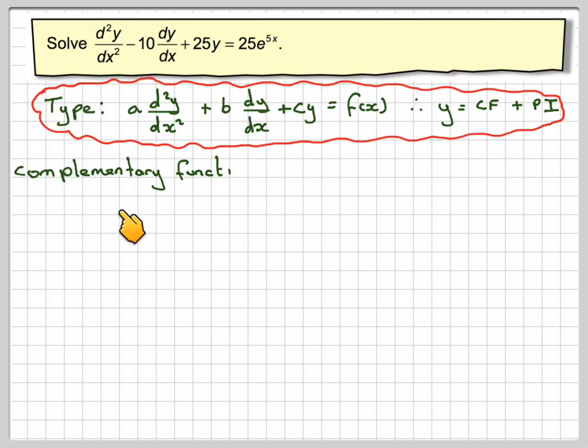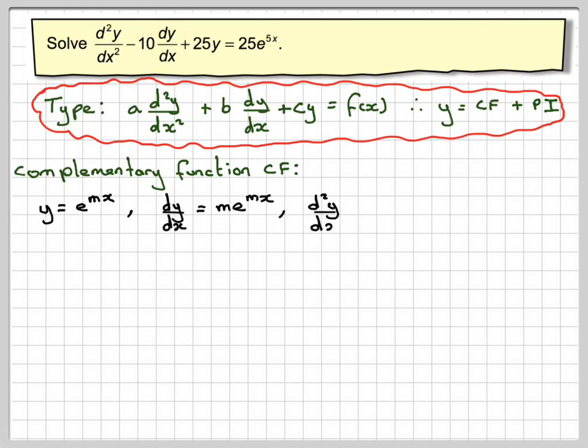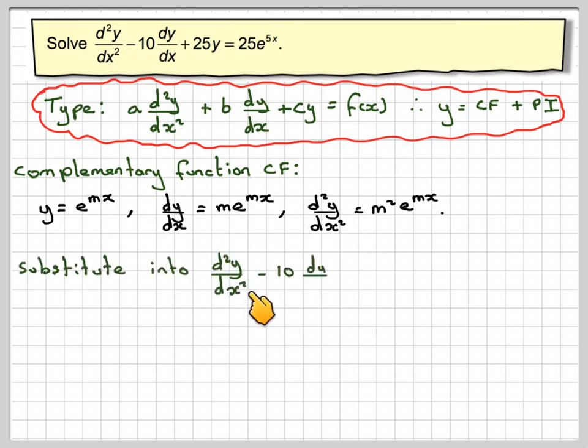So for the complementary function, cf, we try y is equal to e to the mx. If we differentiate that, we get m e to the mx. Differentiating again for the second derivative, we get m squared e to the mx. Now we substitute this into this one, but equal to 0, to get the complementary function.